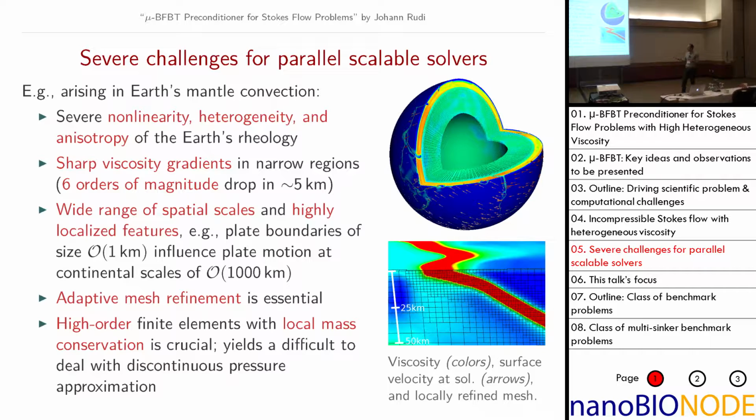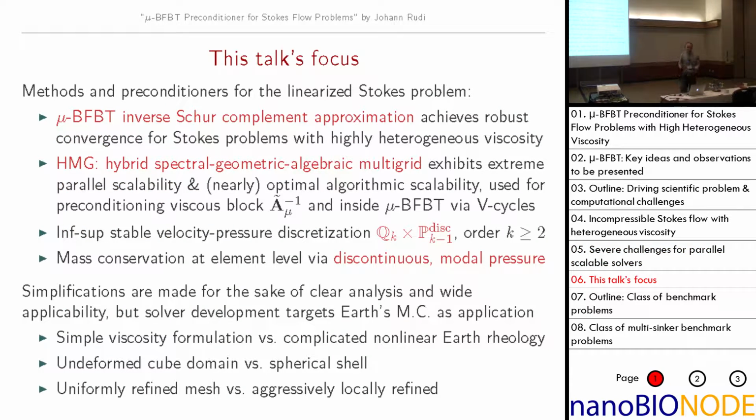Local mass conservation is crucial. Okay, these are a lot of challenges. I'm only going to focus on a couple. So the BFBT for the Schur complement approximation will be the main part. I also will mention a hybrid spectral geometric algebraic multigrid method that will be used for the elliptic operators. There will be 3: one is the A block, and 2 V cycles will be used for the BFBT.